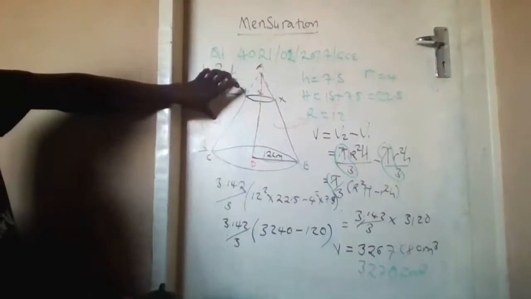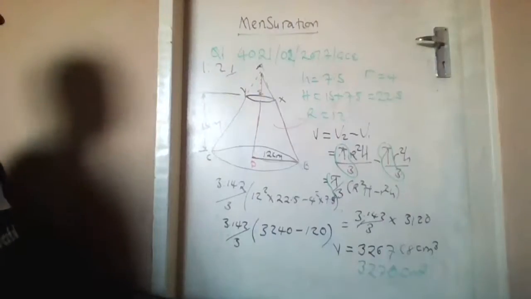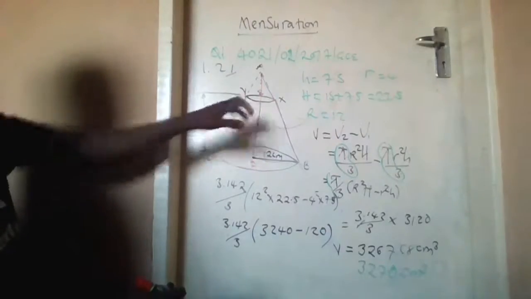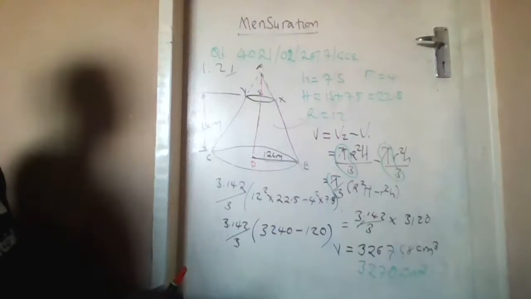So now, away from that, I'm going to do another example, which is the volume of a prism. This was the volume of a cone. Now, let me see how I can find the volume of a prism.